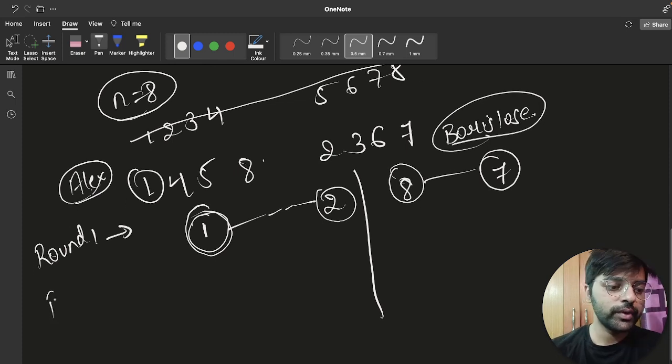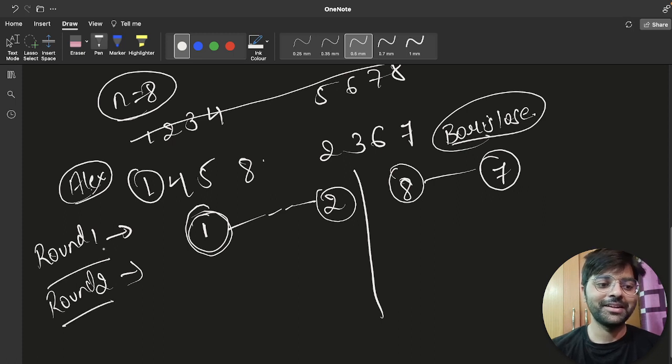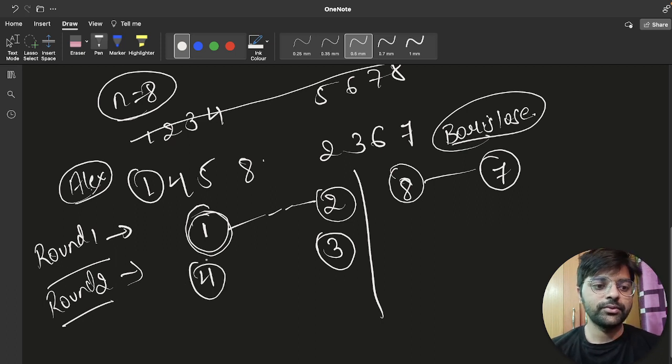Now round 2 will start. Who will take the turn this time? Now Boris will take the first turn. He will throw card number 3. Now for the optimal case, Alex will throw 4.